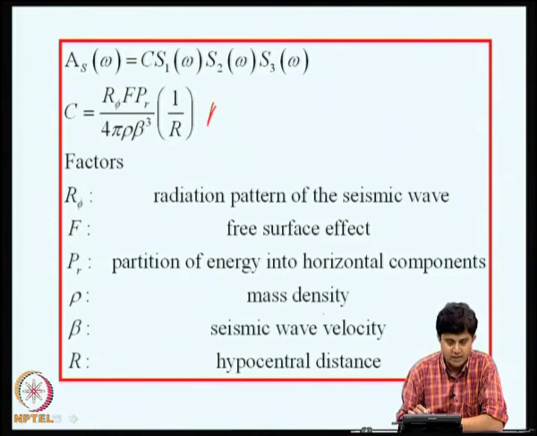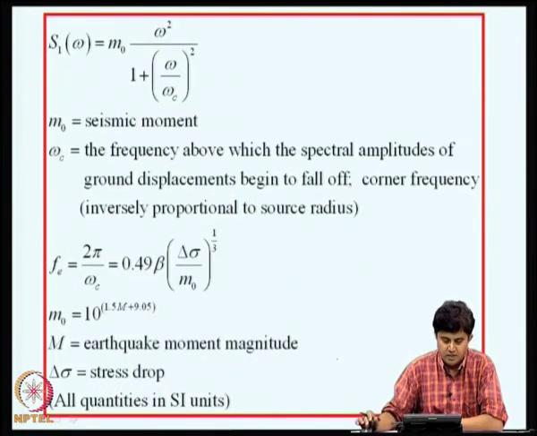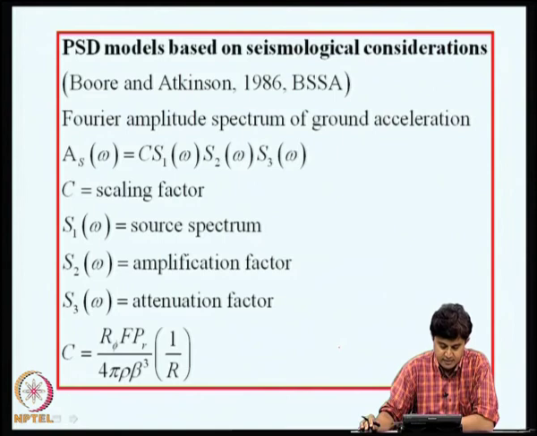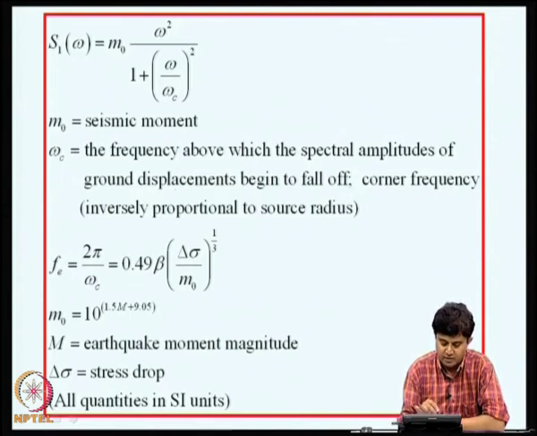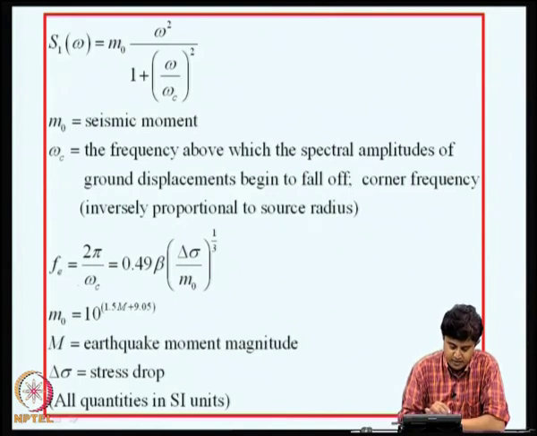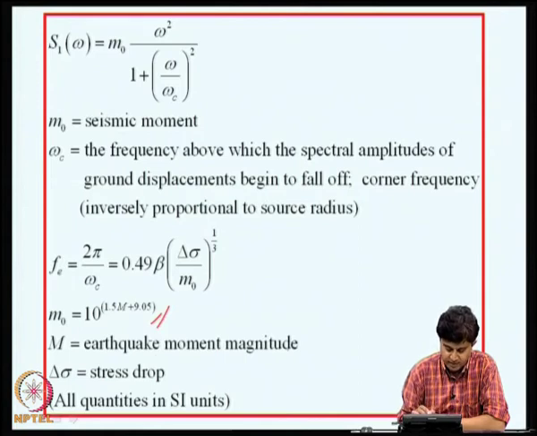For example, mass density of the medium, the seismic wave velocity, the hypocentral distance, and so on. This S1 of omega, which is the source spectrum, takes into account the magnitude and quantities like that. So, this M naught is the seismic moment, omega c is the frequency above which the spectral amplitudes of ground displacements begin to fall off, the so called corner frequency. It is inversely proportional to the source radius. This is related to the stress drop and magnitude of the earthquake. So, M naught is a function of this quantity, where M is the earthquake moment magnitude, delta sigma is the stress drop, and all these quantities are in SI units.